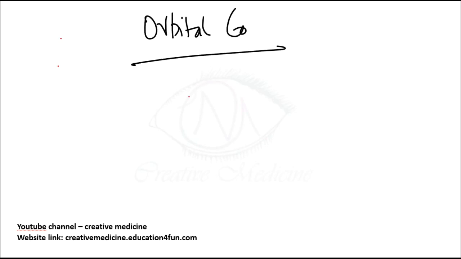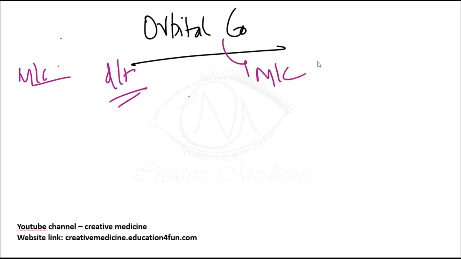So let us now learn about the orbital complications. So what do you see in orbital complications? First, orbital complications: it is the most common complication due to sinusitis. It is most commonly seen in ethmoidal sinusitis. It is most commonly seen in children.